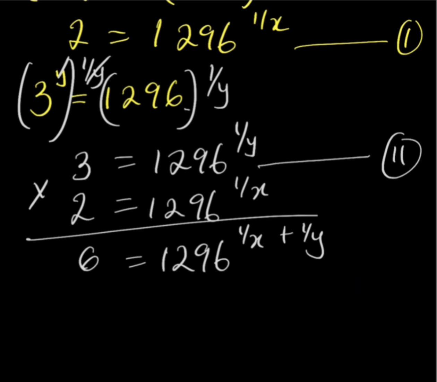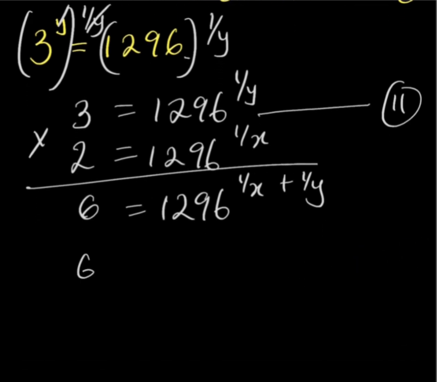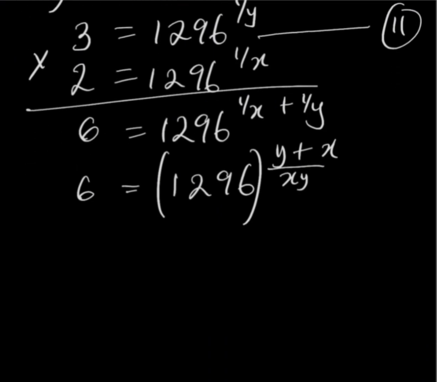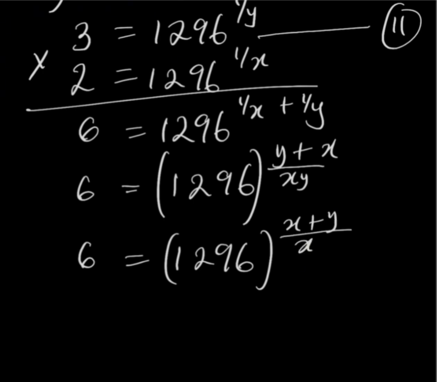Now from here we can add the powers at the right hand side. The LCM should be xy. So xy divided by x is y, times 1 is y, plus xy divided by y is x, times 1 is x. So we're now having that 6 = 1296^((x + y)/xy). You can write x first before y.